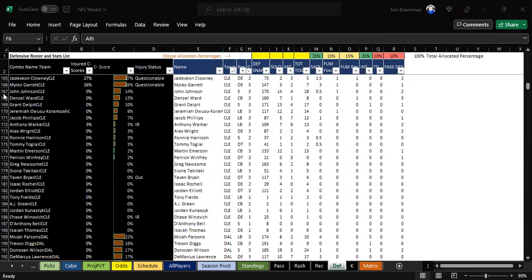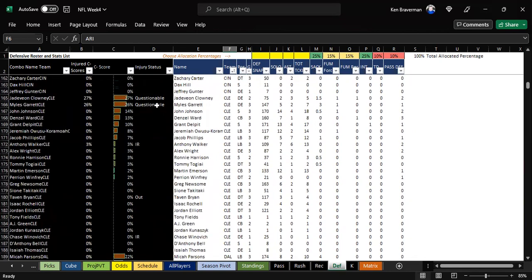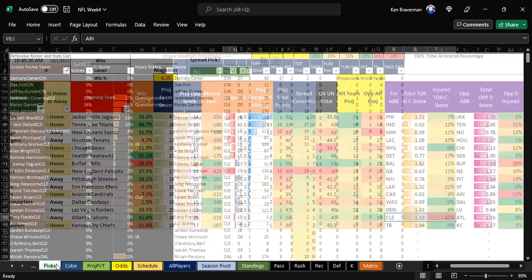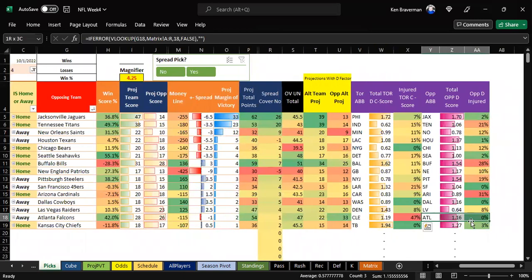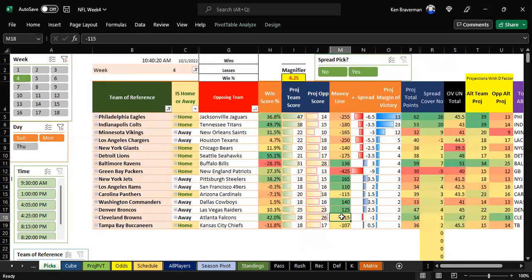So what it is, Jadeveon Clowney and Myles Garrett are both questionable with something, and Anthony Walker's on the IR. So these are huge defensive players that are not 100%. That is what is making it look like Atlanta scores more points, right? A team that has scored, and they have no defensive injuries. So this game is ripe for an upset in Atlanta.